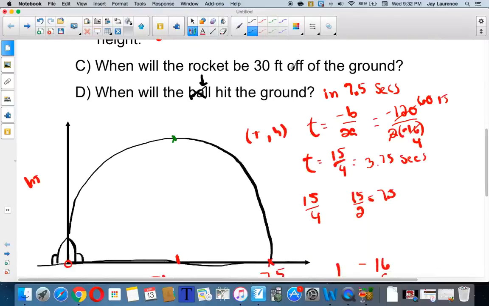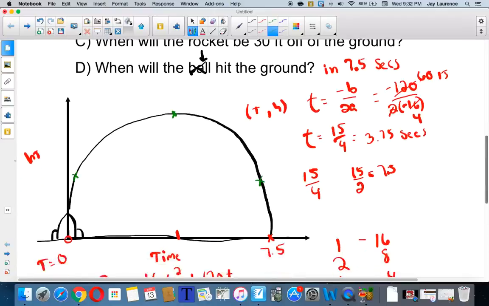30 feet off the ground. So in other words, I want to know when it will be here, but also over here. Yeah, because it's going to be 30 feet off the ground twice, isn't it? It's going to pass 30 feet off the ground on its way up and then back on its way down. So watch this. This is really cool.